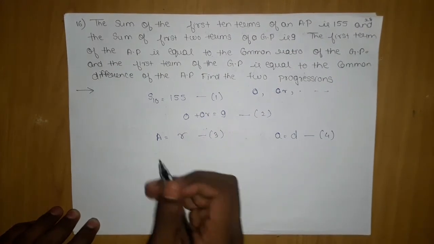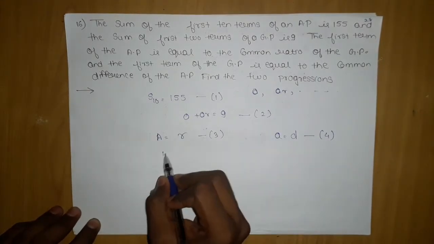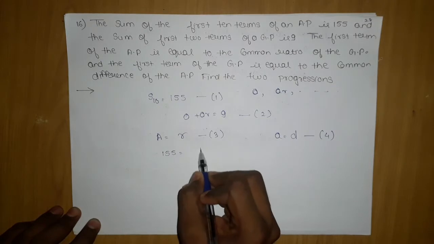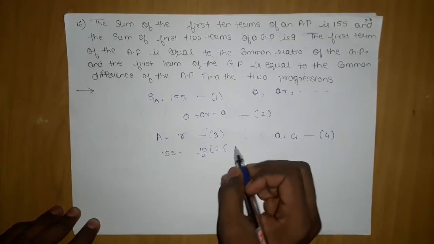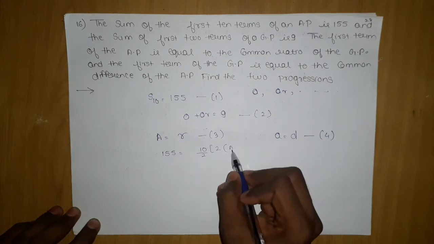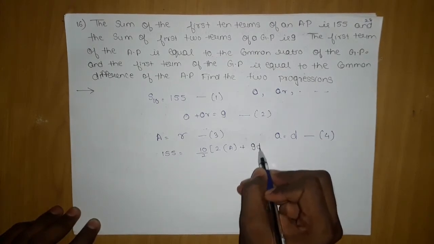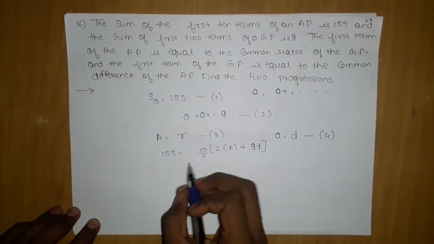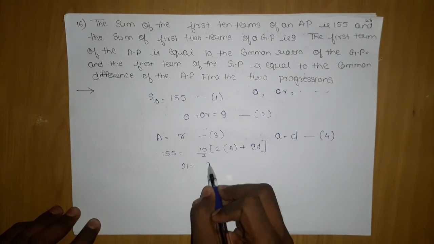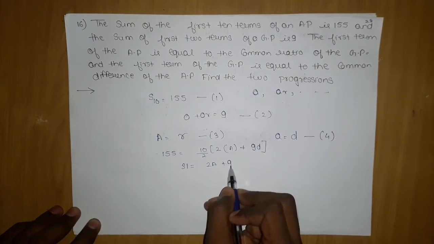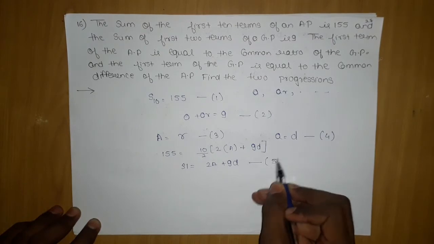Now let's apply S10, because that is the first condition they have given. So 155 should be equal to 10 by 2 into 2 times A plus (10 minus 1) into D. Dividing, we get 31 equals 2A plus 9D. Just keep it as equation five.